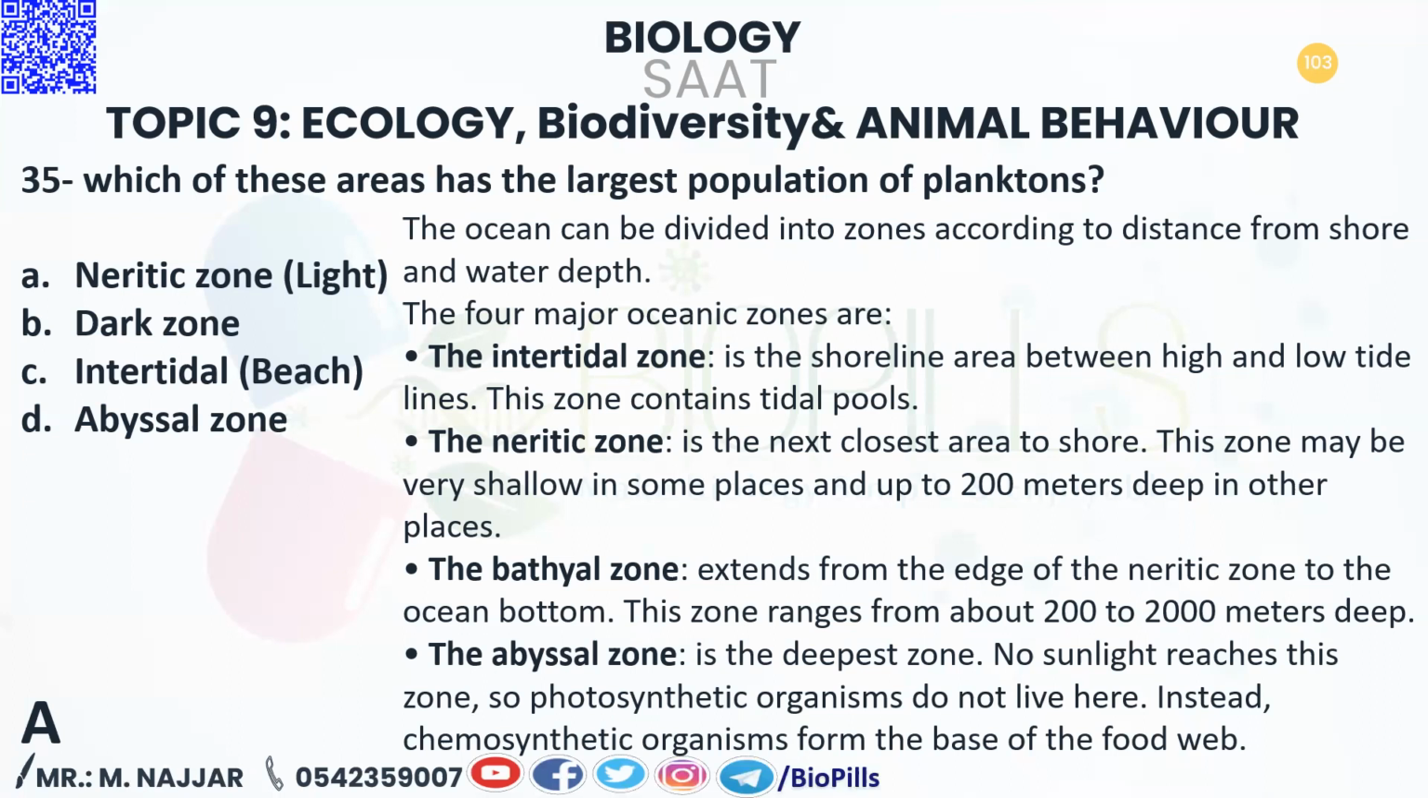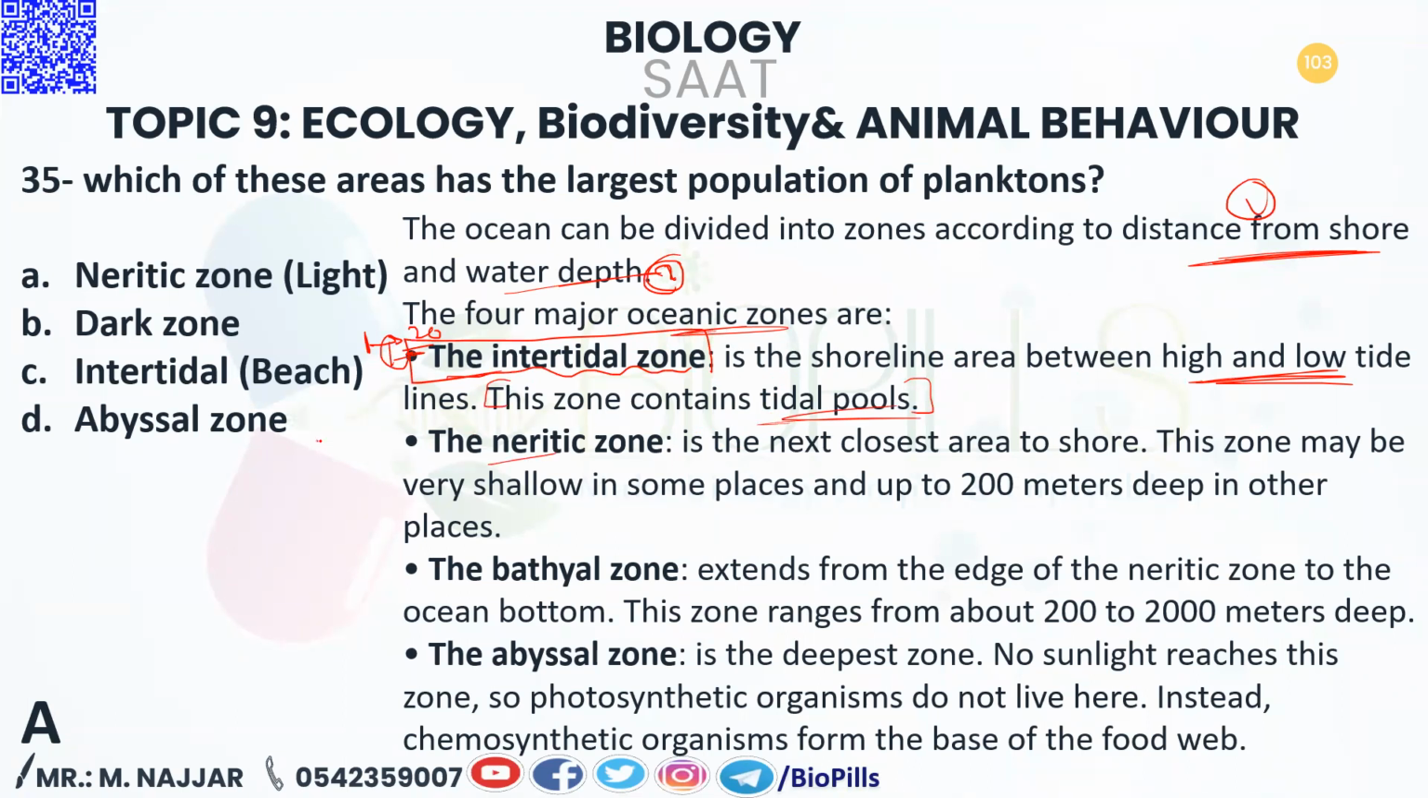Now we are using the modern classification, dividing the oceanic zone based on the distance from the shore, number one, and the water depth. Based on this, we divide it into four major oceanic zones. Number one, the intertidal zone, from the exact seashore to 20 meters. It is the shoreline area between the high and low tide. When you are walking on the beach, you are moving in the intertidal zone. It contains the tidal pools.